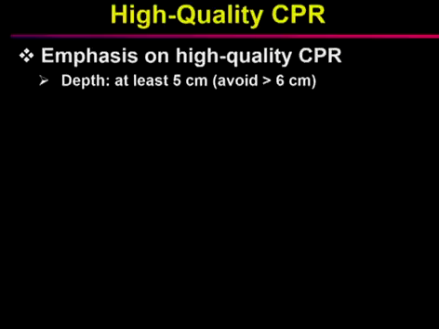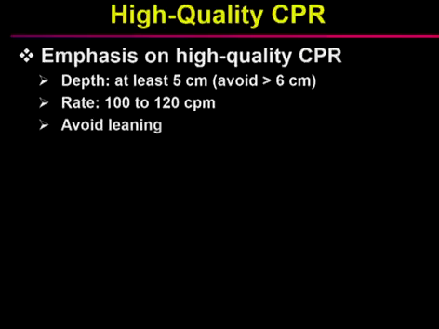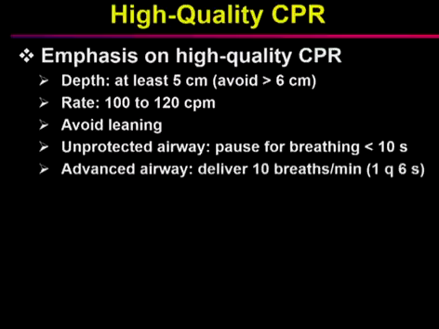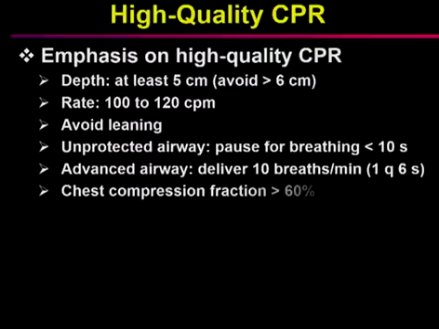Essentially it means good depth of compression between 5 and 6 centimeters, a rate between 100 and 120. Avoid leaning. You need to let the chest fully re-expand. If you lean there, you're going to restrict venous return. The pauses for breathing should be less than 10 seconds, and the moment you establish an airway, we make it very simple. You deliver 1 breath every 6 seconds, meaning 10 breaths per minute. And we can discuss the rationale for that at any time.